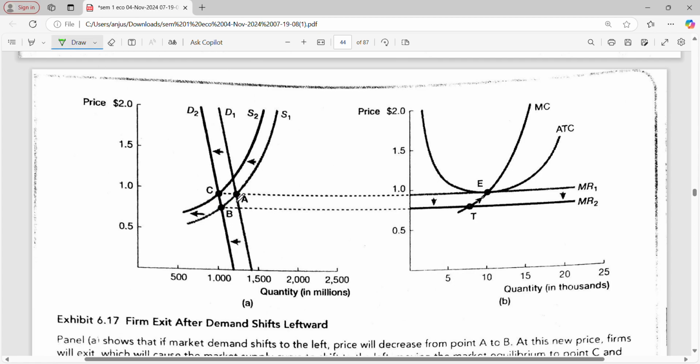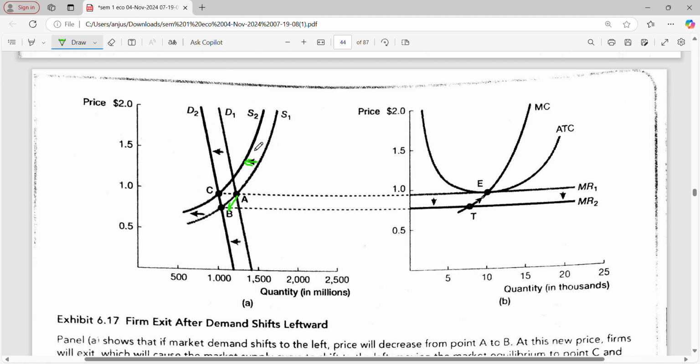So first what happens is that the price will decrease from A to B. The supply will decrease from S1 to S2, because there is less price only. When the price is decreased, the sellers are not ready to sell more, as their profit is less at this point of decreased market price. So the supply will shift from S1 to S2.